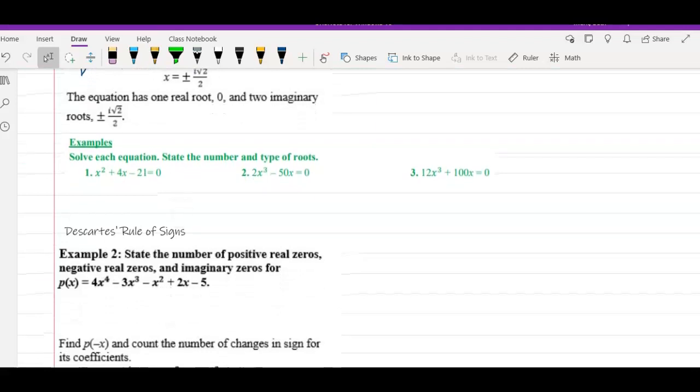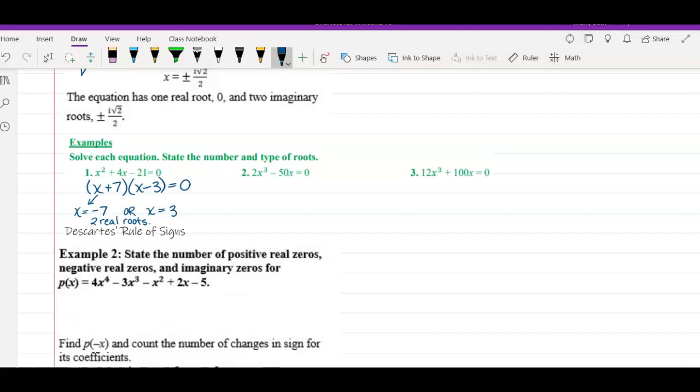Go ahead and pause the video and try the first one. This is a pretty basic factoring of a quadratic. We just break it apart. We set each factor equal to 0 and get negative 7 and 3, which means we have 2 real roots.